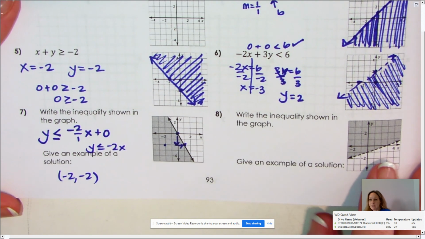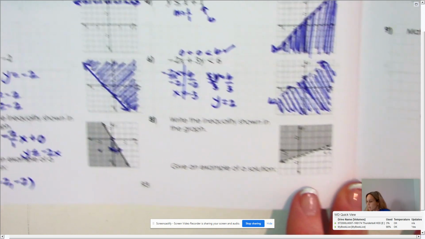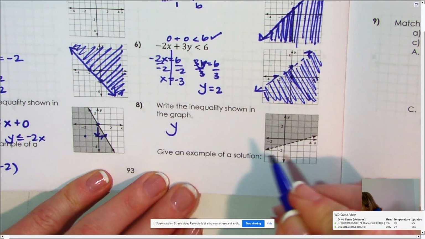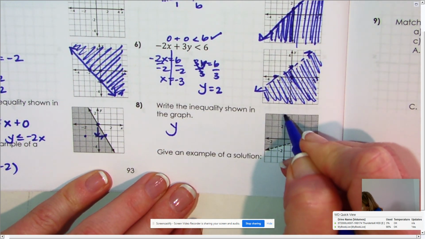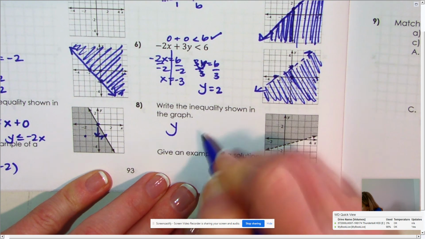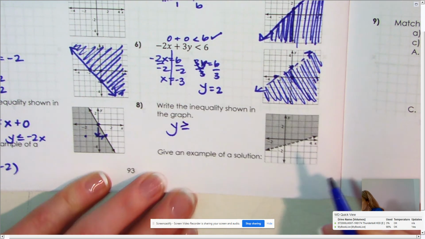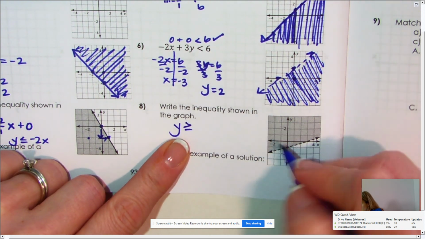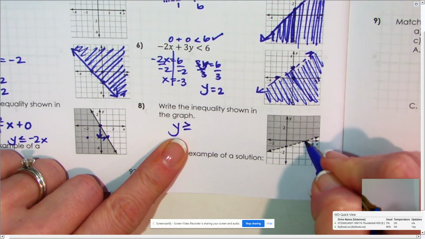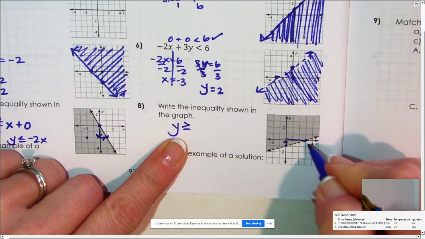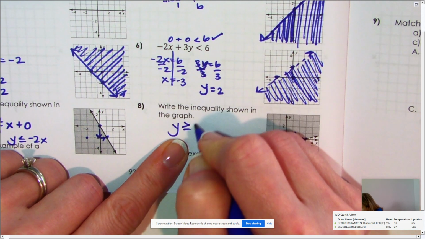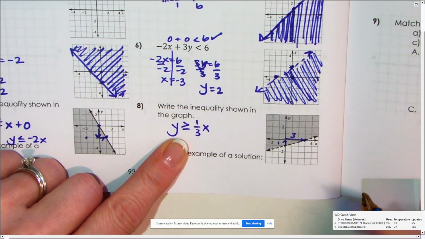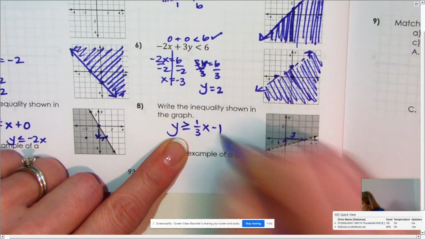Okay, question number 8 says, write the inequality shown in the graph. So again, we are going to say y. This time it's greater than the line, right? All the y values that are bigger. So y is bigger than the equation that we have. And so I would say my slope goes up by 1 over by 3, up by 1 over by 3, and then I put the x there, and then my y-intercept was -1.